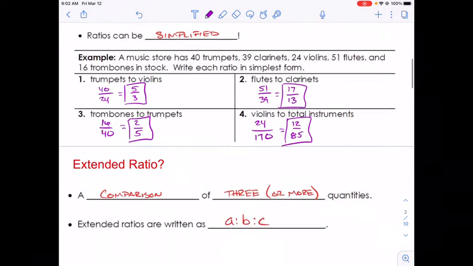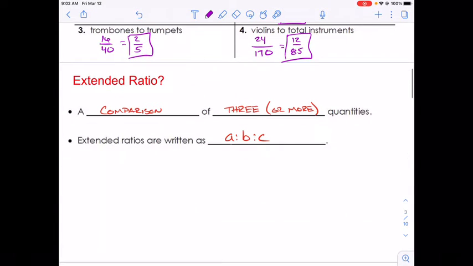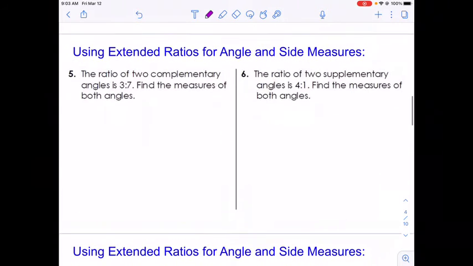So now let's look at what we call an extended ratio. Extended ratios are very useful. They're a comparison of 3 or more quantities. Extended ratios are written as A to B to C. There are a lot of different ways to use extended ratios, and let me give you a few examples of that.